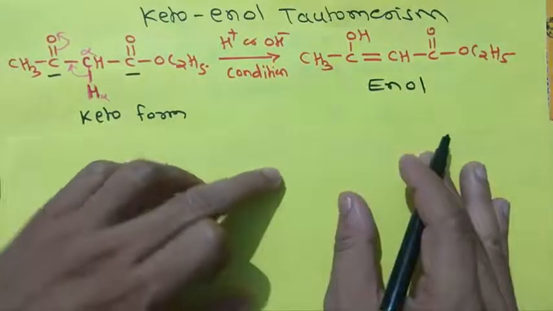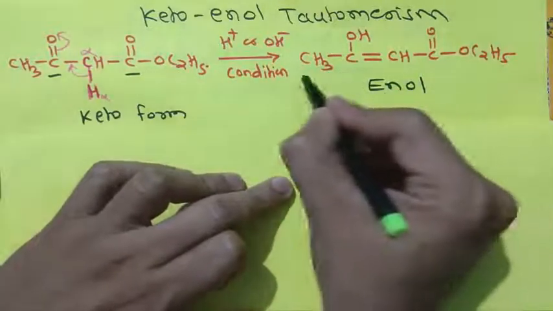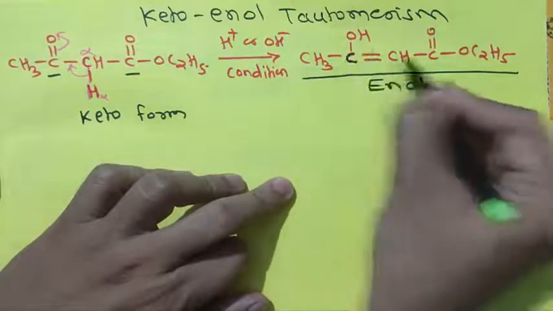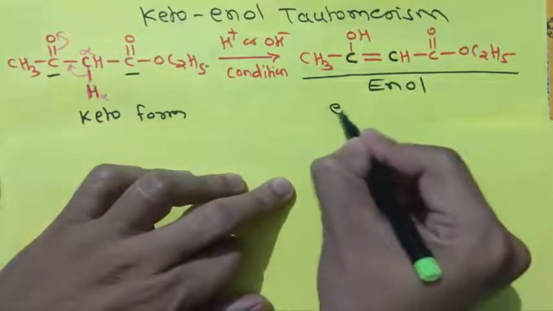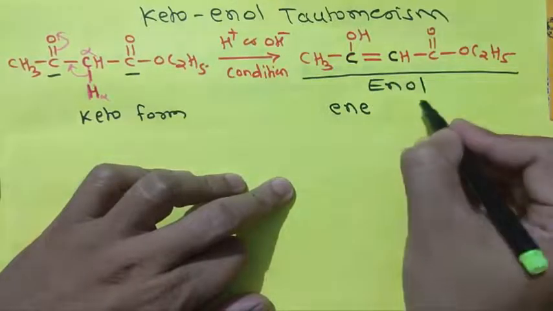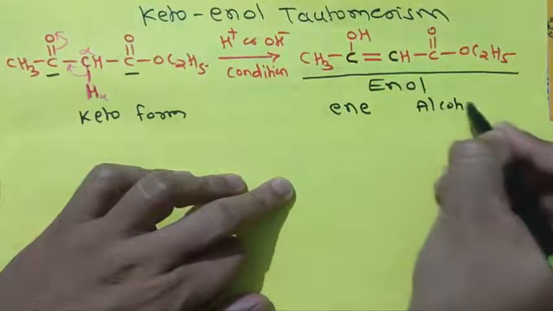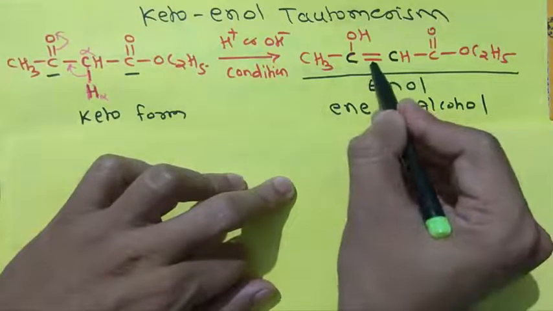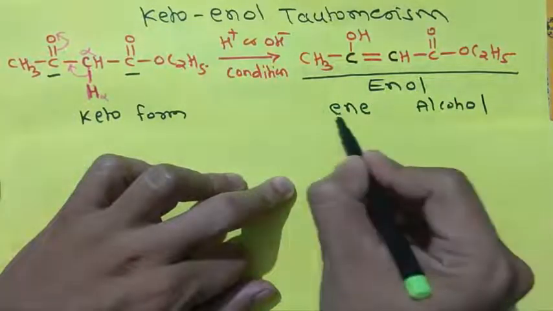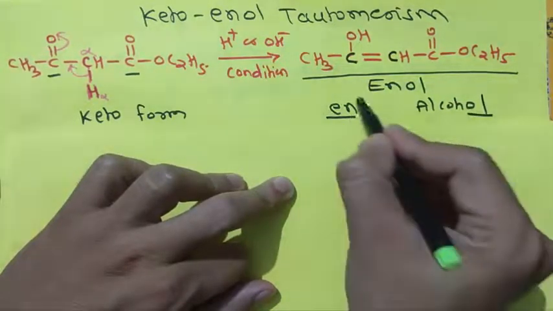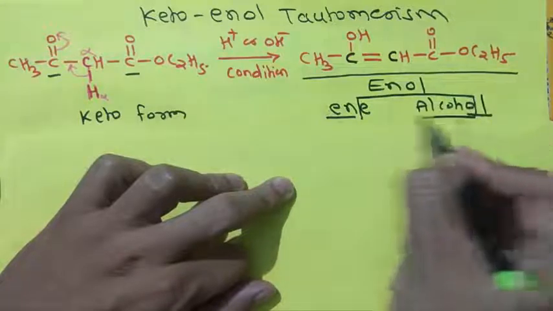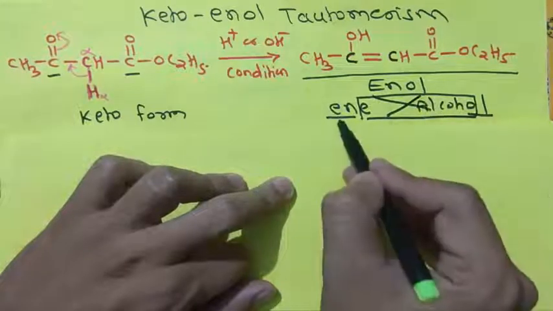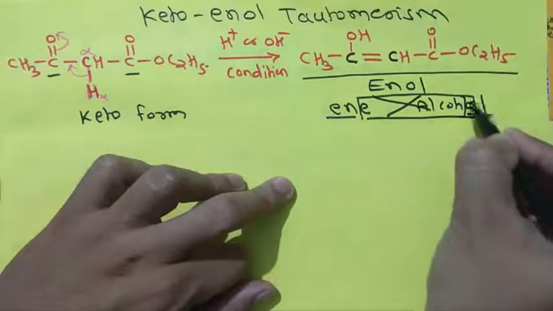Why is it called the enol form? See this structure carefully. Here this is a carbon and this is a carbon, and the double bond is present. Double bond means ene, and here OH means it is an alcohol. That's why two functional groups are there, the double bond and the alcohol. So I can take en and ol, and eliminate the rest. That is enol, en and ol.